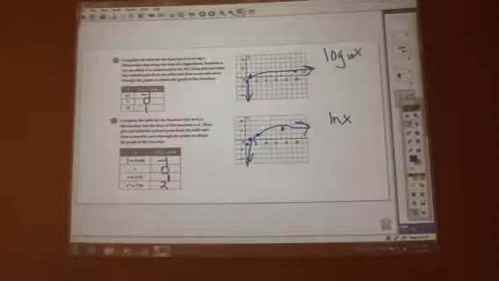On this one, natural log, where is it below the x-axis? Between 0 and 1. It's down here below the x-axis. And where is it above the x-axis? From 1 to positive infinity.